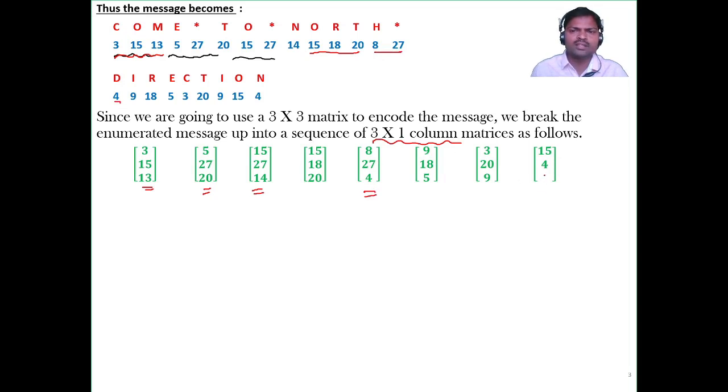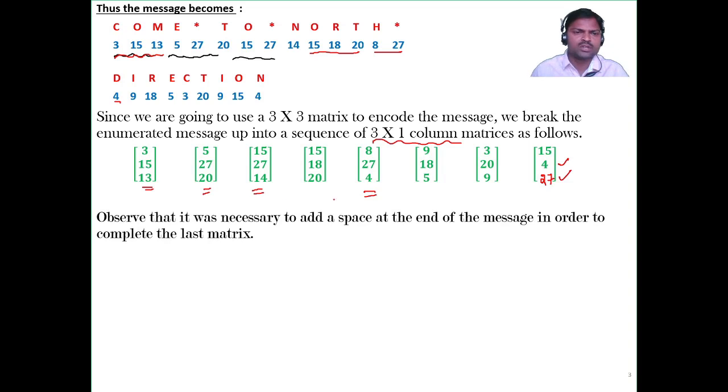You look at the end, there is a gap because after 4 there is no number. But I have to complete this 3 by 1 matrix. So nothing is there, which means there is a space. Space means 27, so to fulfill this matrix you have to write 27. If there is a letter after N, then I can directly write the corresponding number. There is no letter, so I am using the space. Space means 27. For example, if there are two empty places, then you have to write 27, 27 like that, in order to complete the sequence. So observe that it was necessary to add a space at the end of the message in order to complete the last matrix. I just explained that, right?